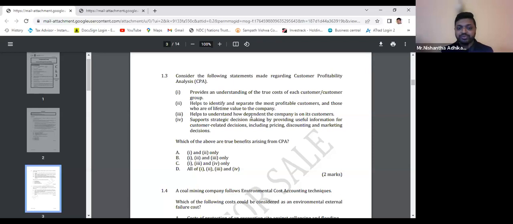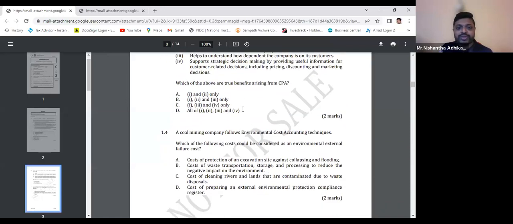Okay, fourth one. Support strategic decision making by providing useful information for customer related decisions, including pricing, discounting, and marketing decisions. Definitely. While analyzing, you will realize whom we need to give incentives, whom we need to give discounts, and what price should be charged from each customer. Therefore, all 4 statements are correct, right? All 4 statements are correct. Therefore, the answer should be D.